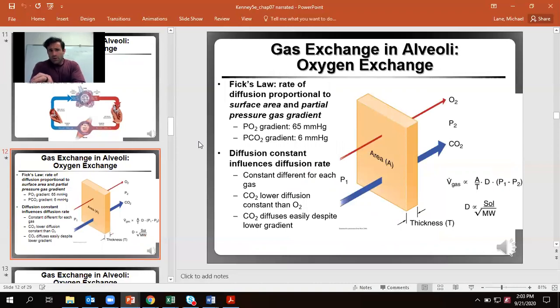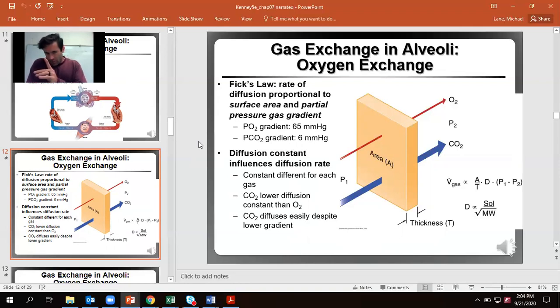Now, how much gas we're able to exchange is also related to what's known as Fick's law, which is the amount of diffusion we're going to have is proportional to the total amount of surface area we have available and our total amount of pressure gradient. So if we have more surface area and we're going to have a greater amount of partial pressure, we're going to be able to pick up more oxygen and give off more carbon dioxide.